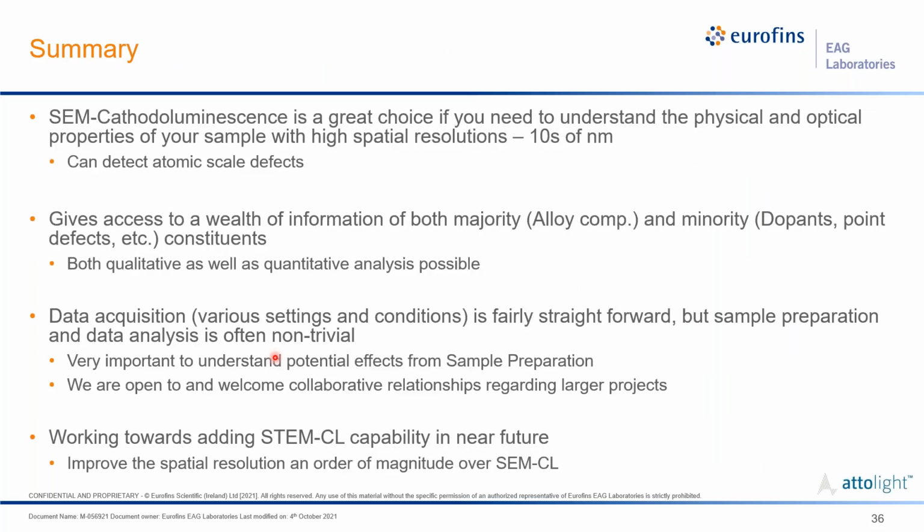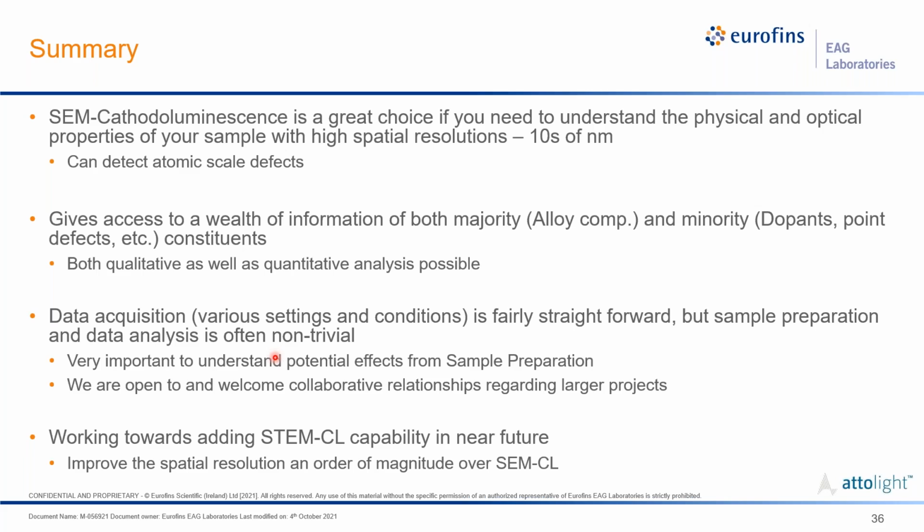So in summary, SEM cathodoluminescence, or SEM-CL, is a great choice if you need to understand the physical and optical properties of your sample with very high spatial resolution on the order of tens of nanometers. It's important to remember that we can actually detect atomic scale defects with this technique. It gives us access to a wealth of information on both majority constituents, like alloy compositions, as well as minority constituents like doping or point defects. It's both qualitative and can be quantitative with the right situation with controls, et cetera.